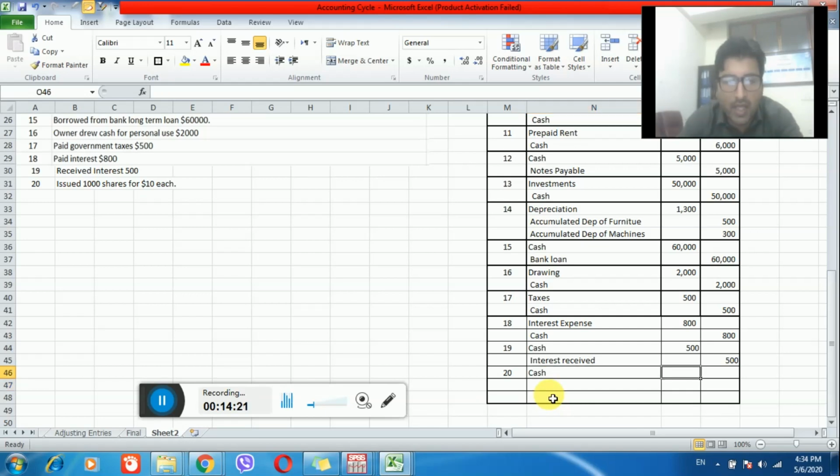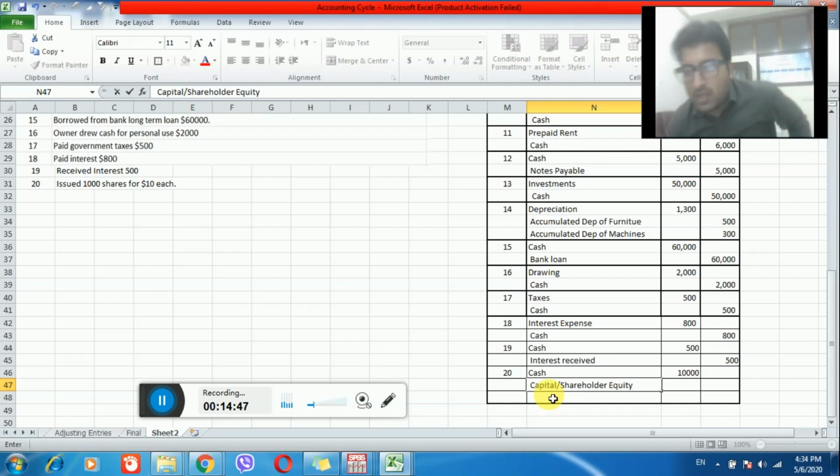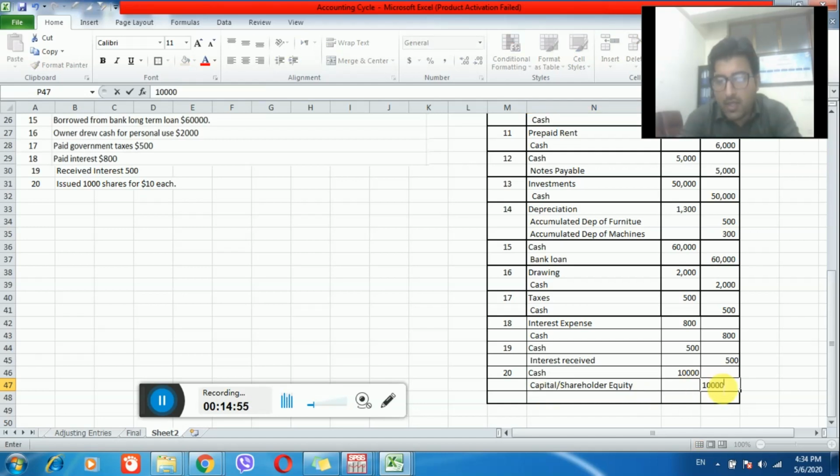So the cash debited is how much? $10,000. And what is credited? Simply we credit capital, or you can credit stock. By stock we mean here the shareholder equity. If it is a joint stock company, we are crediting shareholder equity, or stock. How much? $10,000.